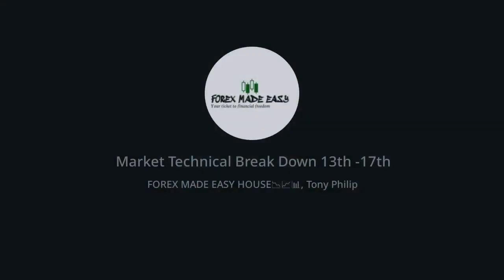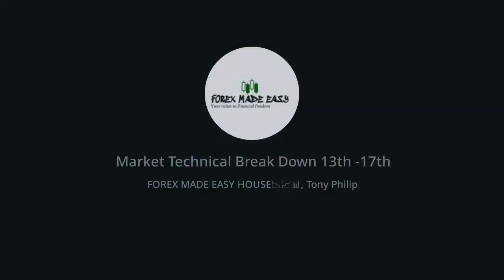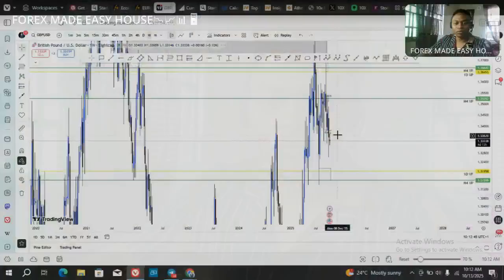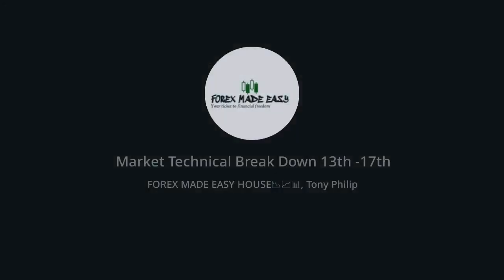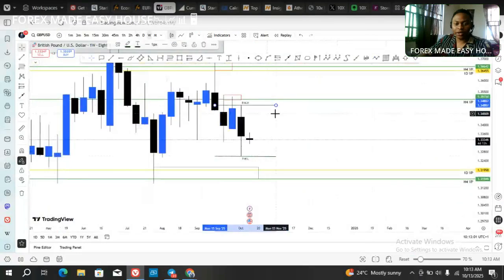Came here on Wednesday first, and then the drop started. So our overall target was this 4 hours demand zone. So let's update this chart. Go to weekly time frame. On weekly time frame, we update the previous week low over here, and the previous week high over here. Then go to daily time frame.